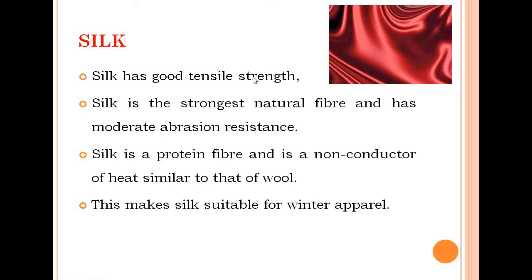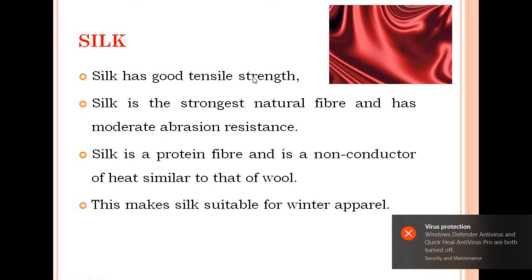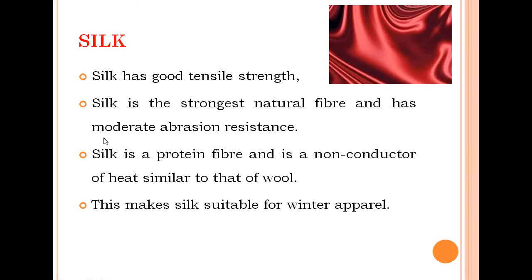Silk has good tensile strength. Silk is the strongest natural fiber and has moderate abrasion resistance, meaning tearing resistance. Silk is a protein fiber. It is made up of protein and it is a non-conductor of heat, similar to wool. This makes silk suitable for winter apparel, since it is a non-conductor of heat. Just like wool, it does not allow the heat to escape from the body and hence helps in keeping the body warm.